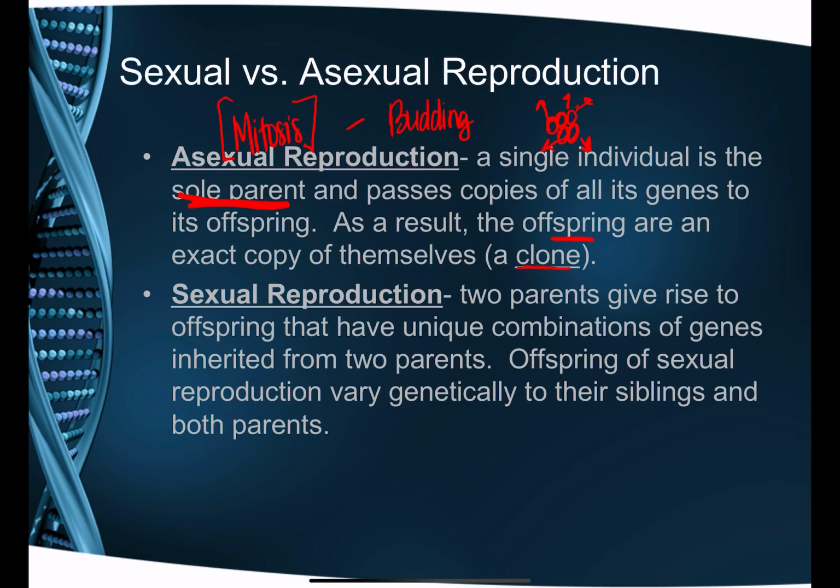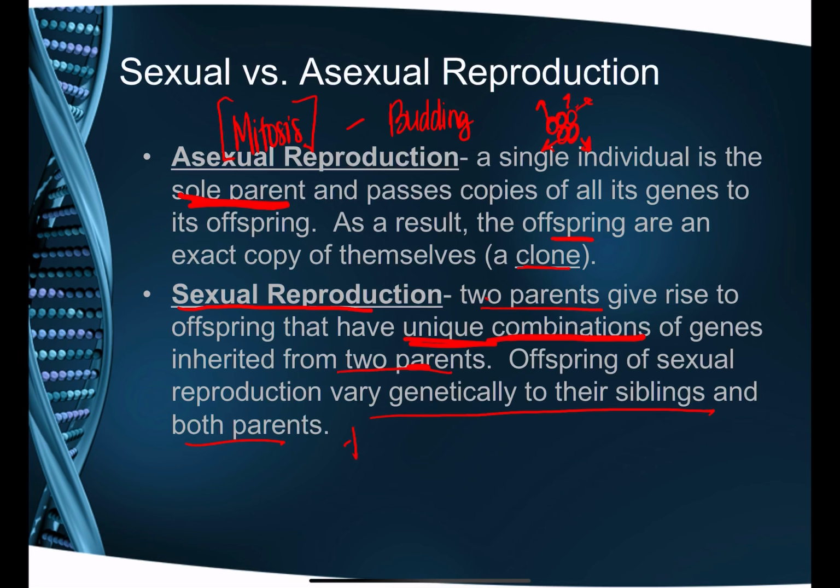But for us, we do sexual reproduction. We have two parents that give rise to an offspring with a unique combination, so they're not a clone. We have unique combinations from both parents. And so the offspring are genetically variable to their siblings and to both parents.